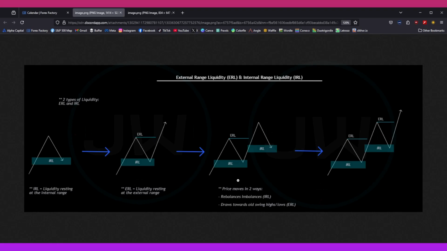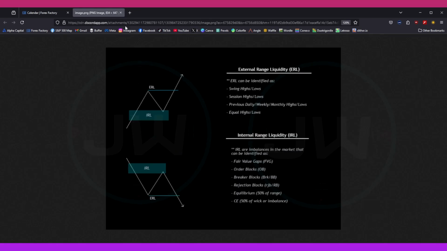So what is price doing when it's moving in these two ways? When we move internally, we are rebalancing imbalances in the internal range, and when we move towards external range liquidity, we are drawing towards old swing highs and lows. So that's basically the difference between these two.